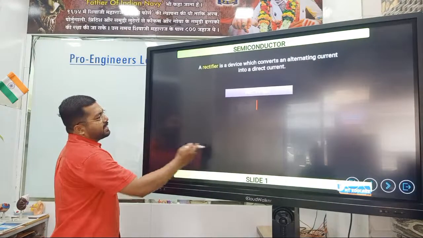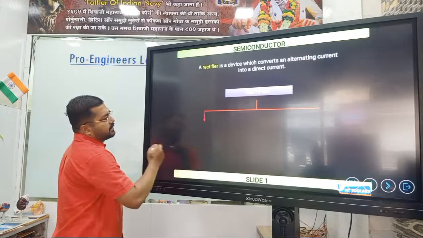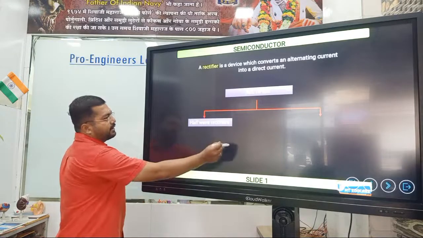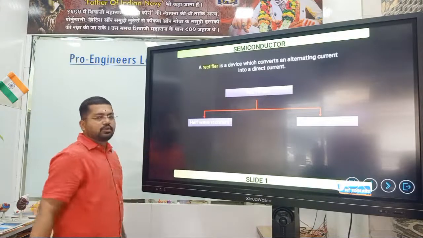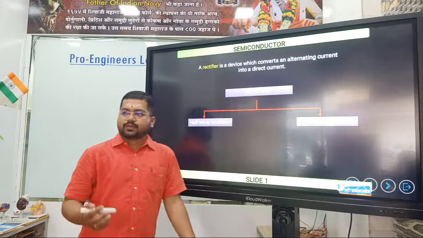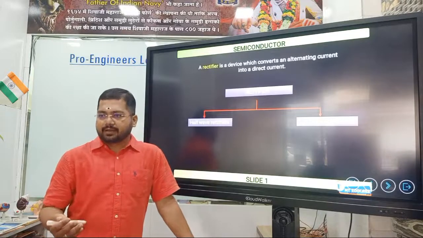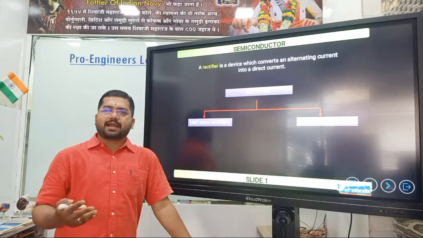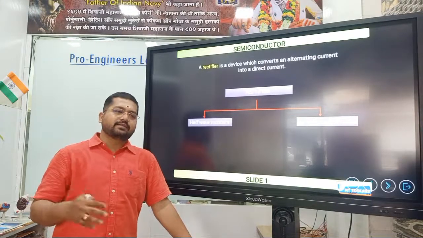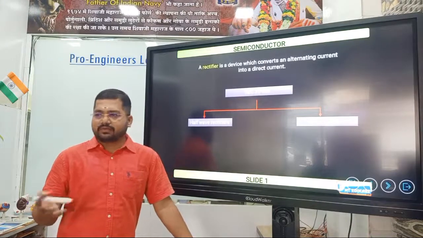Again, the rectifier has a few types. Type number 1, half wave rectifier, and type number 2, full wave rectifier. Full wave rectifier again has the bridge wave rectifier or center tap rectifier. But looking at your syllabus, I don't think that is important. But still, if in any case anyone has a doubt in that, we will discuss it.